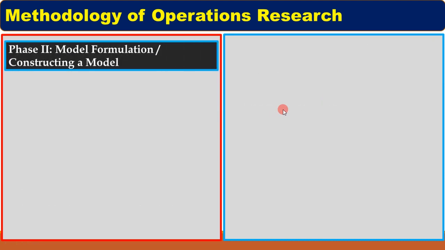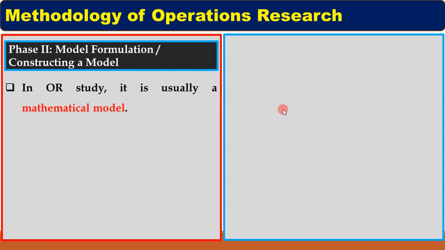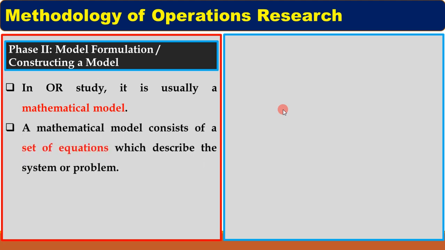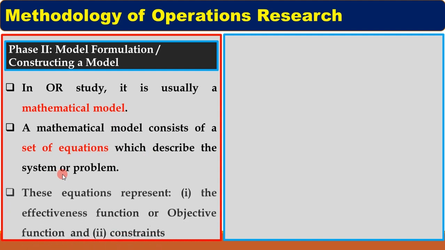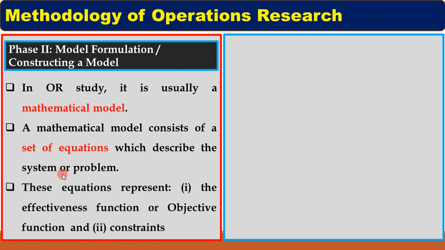Second phase is the model formulation or constructing a model. In our study it is usually a mathematical model. Okay, so whatever the model is formulated, it is in the form of mathematical equations. A mathematical model consists of a set of equations which describe the system or problem. So as I said, this mathematical model consists of a set of equations. This equation represents these two things. First, effectiveness function, which we call as objective function.